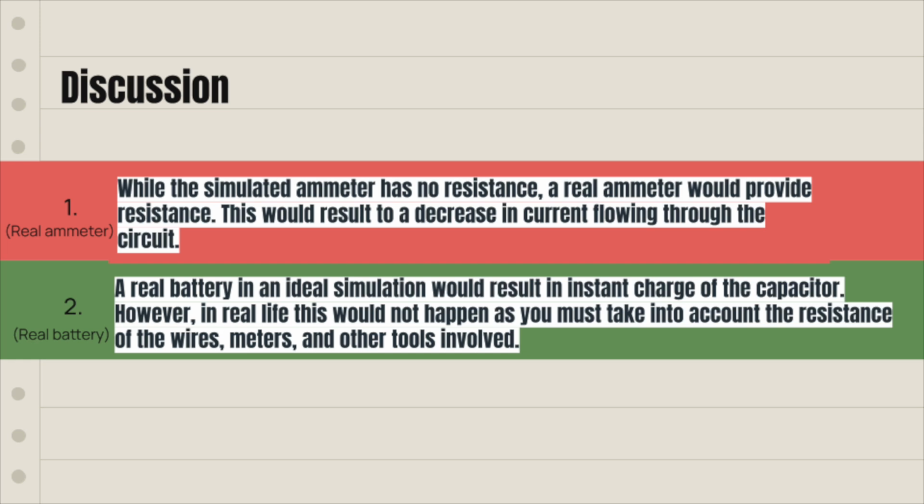Next, what if you were doing this experiment in real life and used a real battery to charge a real capacitor with no resistor in the circuit? How quickly would our ideal model predict the capacitor to reach full charge? Would this prediction happen in real life? An ideal battery in an ideal simulation would result in instant charge of the capacitor. However, this is not the case in real life. In real life, this would not happen as you must take into account the resistance of the wires, meters, and other tools involved in the experiment.